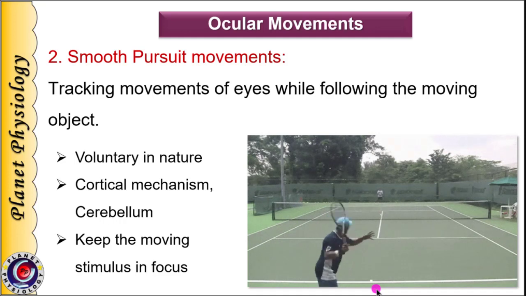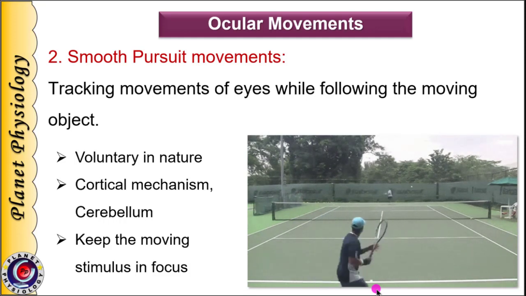It is highly developed cortical mechanism that automatically detects the course of moving object and then rapidly develops a similar course of movement for eyes. These movements are integrated in cerebellum. The sole purpose of pursuit movements is to keep moving stimulus in focus.